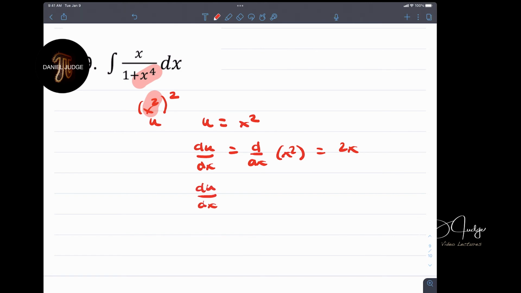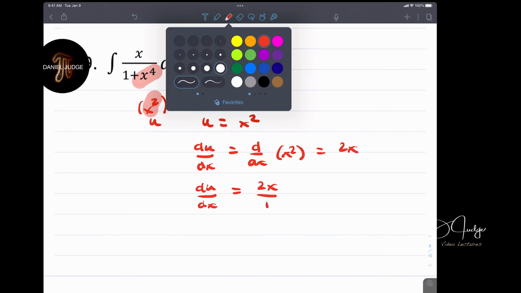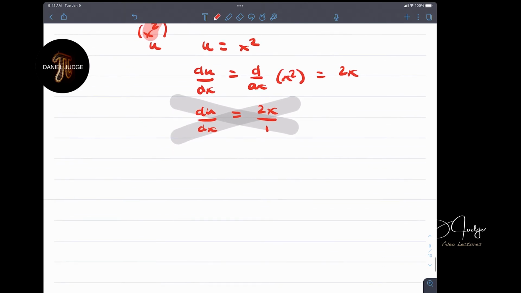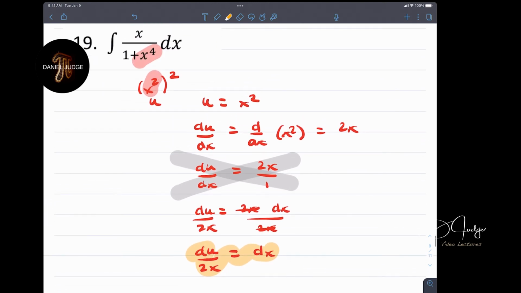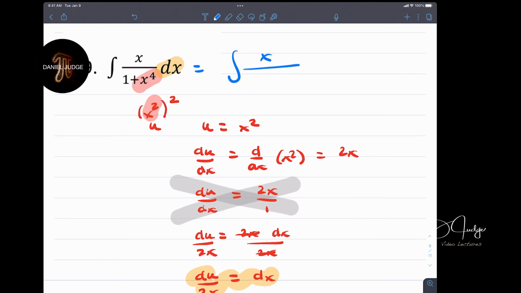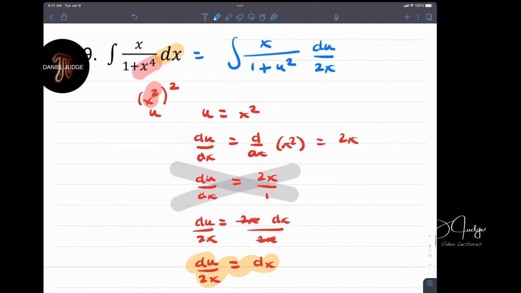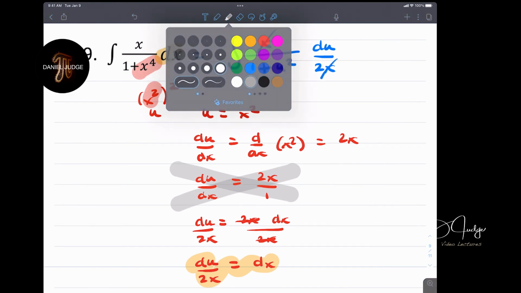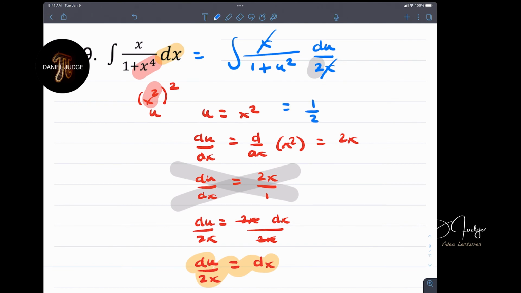So du dx is 2x, that's 2x over 1. So 1 times du is simply du, then 2x dx, divide both sides by the 2x here. And you'll get du over 2x is dx. There we go. So this is what we need for dx. It's du over 2x. Now that's going to go here, but don't forget, we already have the x on top. This is now 1 plus u squared, where dx again is du over the 2x, as we can see here. So we have cancellation, and now that's going to be a constant of a 2. So we get 1/2 integral 1 over 1 plus u squared du.